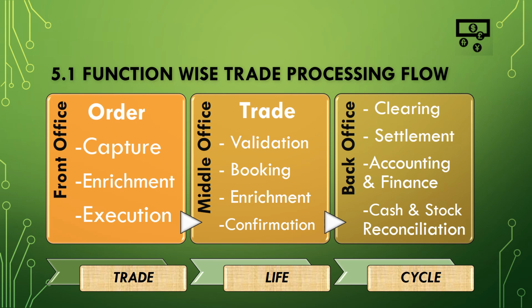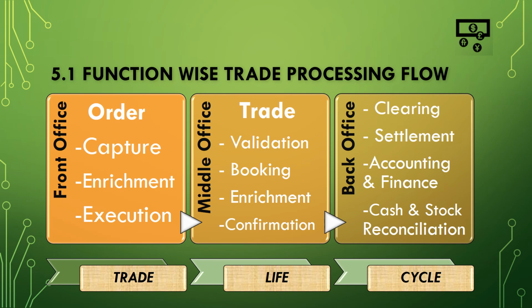Middle office is responsible for trade validation, trade booking, trade enrichment, and confirmation generation. So once an order is executed at front office level, it flows into middle office, and then middle office is responsible for actioning that trade, validating that trade, booking as per client's expectations, and sending the confirmations to the counterparties.